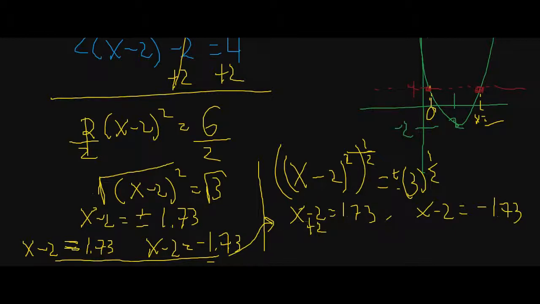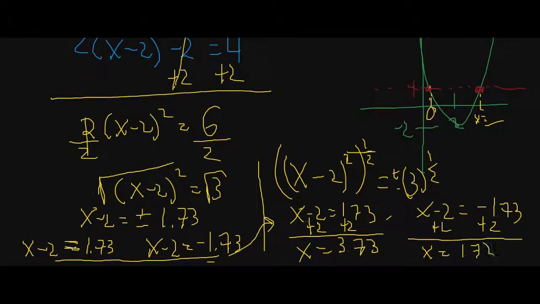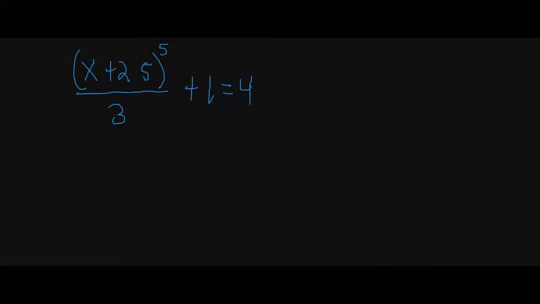We add 2 to both sides. We're going to get x is equal to 3.73, and then we add 2 to both sides and we're going to get x is equal to 1.73. There you go. And these are my two solutions that I got. As you notice on the graph, we should get two solutions. We kind of knew that because we did it on the graph. Hopefully that helps to understand that problem. Let's go ahead and look at one more.